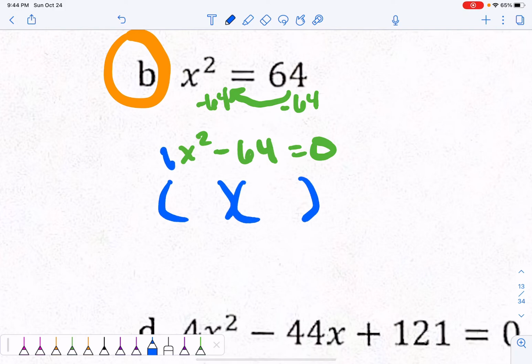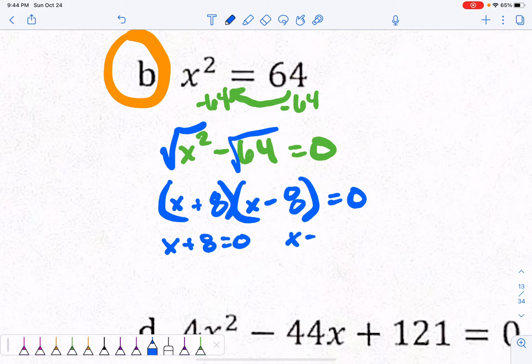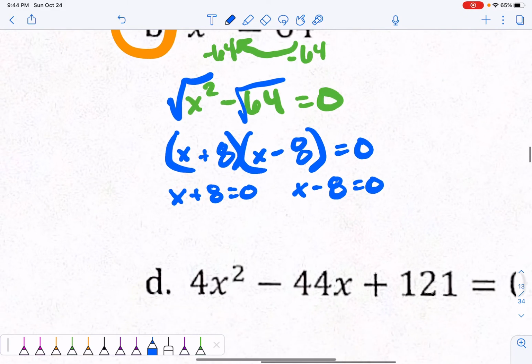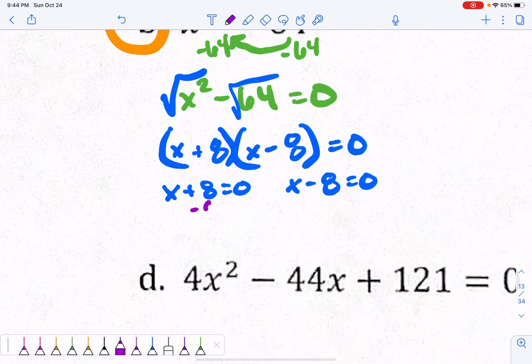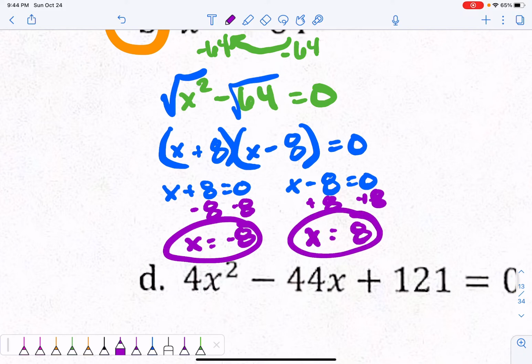So I have the square root of x squared, which is just x and x. And the square root of 64 is 8 and 8. And one of them is plus and one of them is minus. And then I'm going to set them equal to 0. So x plus 8 equals 0, and x minus 8 equals 0, okay? And if I do x plus 8 equals 0 and I subtract the 8 over, that means x equals negative 8. And over here, if I add the 8 over, then that means x equals positive 8. Okay, so those are my 2 places where it is crossing, okay?